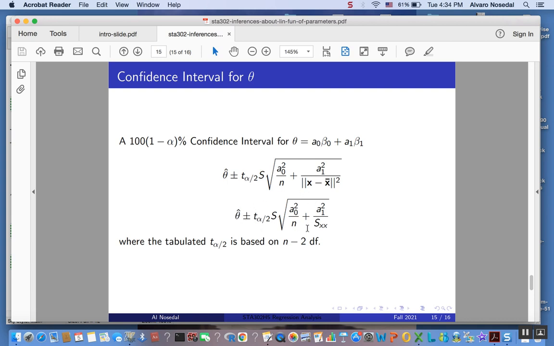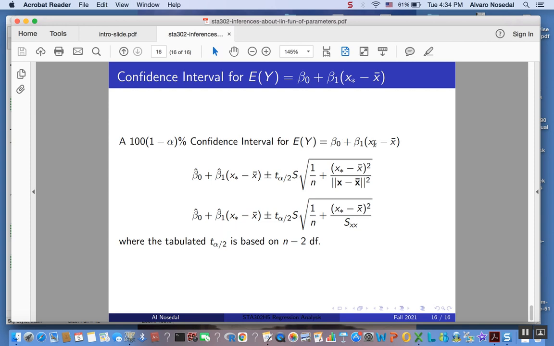Okay, and finally, as we said, if we let a0 be 1 and a1 be x star minus x bar, then this formula can be used to find a confidence interval for the expected value of your response variable at a particular value of the predictor. Makes sense? So I'm using x star here for a particular value of your predictor variable.